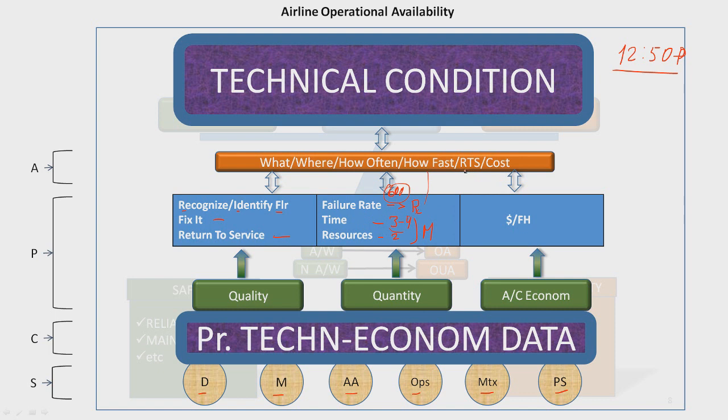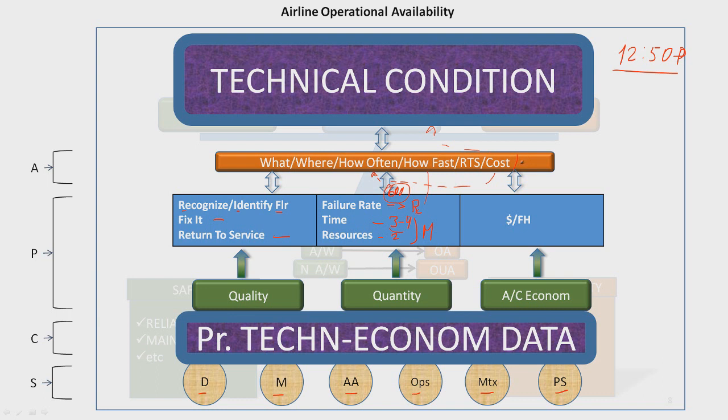Return to service: the product is airworthy before we send it back to operation. And cost. How much does it cost? Nowadays, cost has more and more impact on these items here, on these questions. You can say even on technical condition, product technical condition. Again, the list is not limited to these 6 items. 6, right? 1, 2, 3, 4, 5, 6.